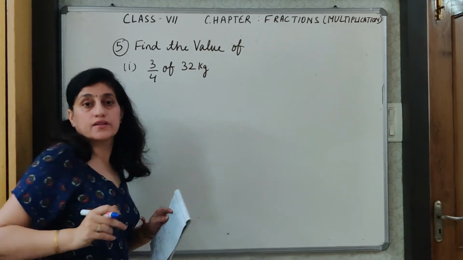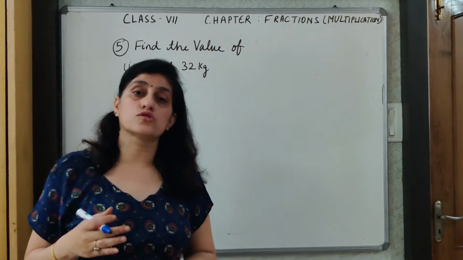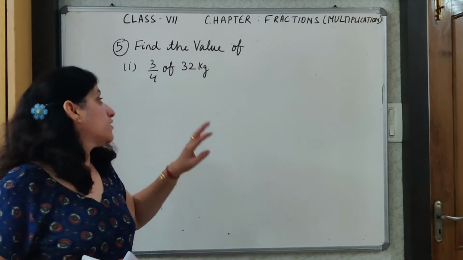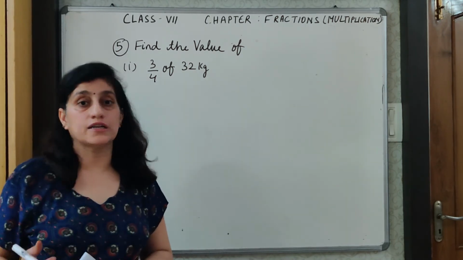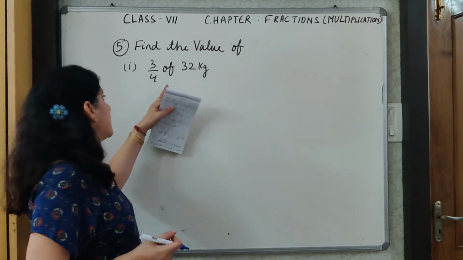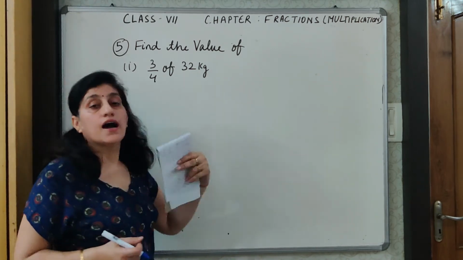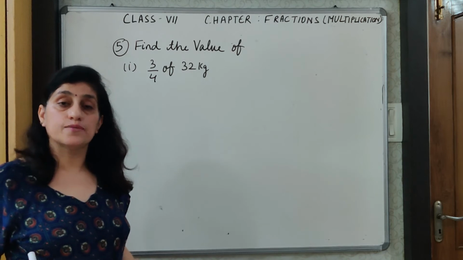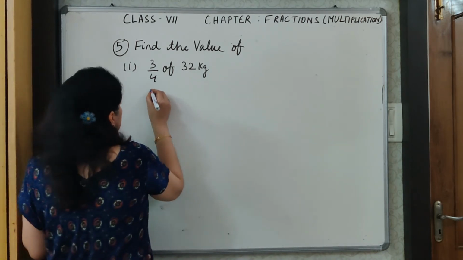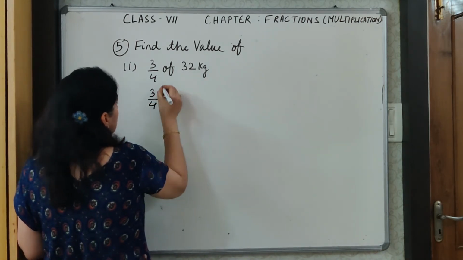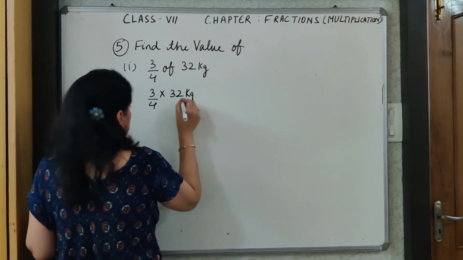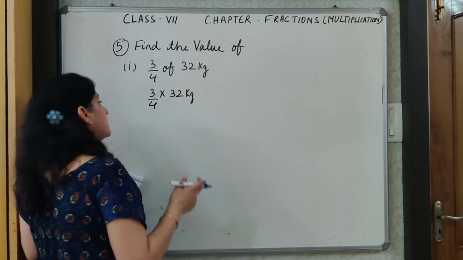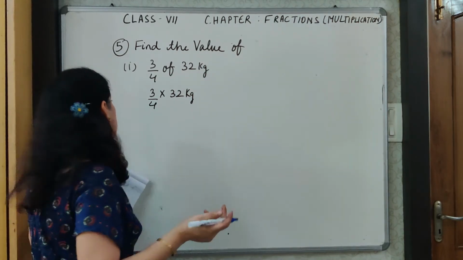Now you have been doing BODMAS in the smaller classes until now, where O stands for of, and of is converted into a multiplication sign. So here, when I have of, I'll convert this also into a multiplication sign. So this will become 3 upon 4 multiplied by 32 kg. This can be written under 1 bar also.